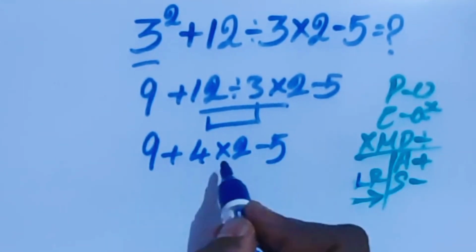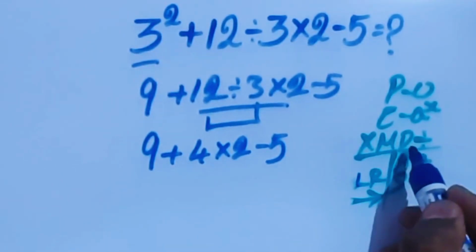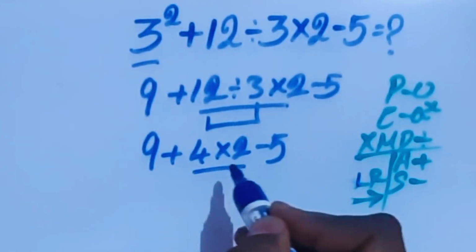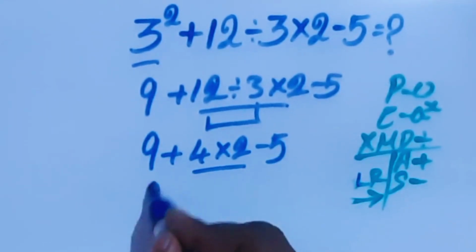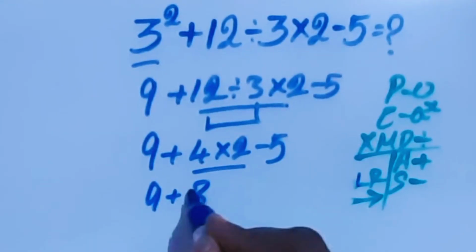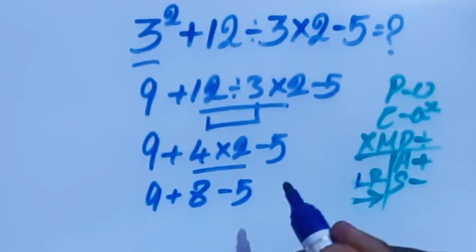Here we have addition, multiplication and subtraction. Here multiplication is higher priority than addition and subtraction. So we have to do this multiplication before the addition and subtraction. So 9 plus, here 4 times 2 is 8 minus 5.